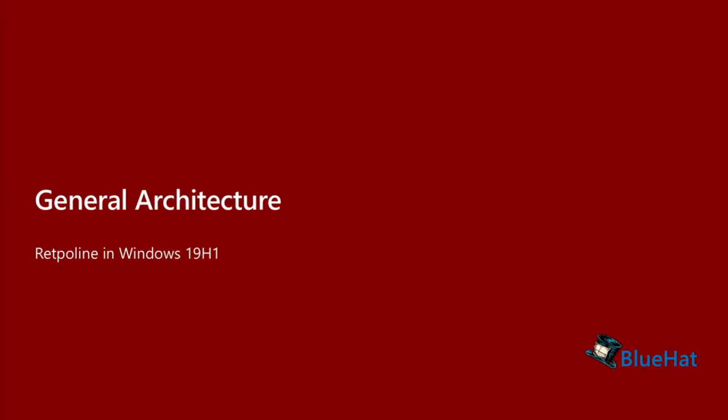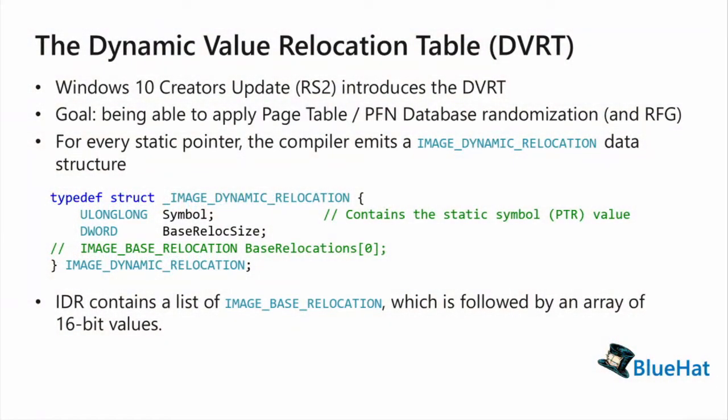Okay, let's speak about how we implemented this in Windows. From RS2, the Windows 10 Creators Update, we introduced something called the DVRT, the dynamic value relocation table. It was originally used for moving the PFN database and the page table. This means that every time you boot up your computer, the page table and the PFN database are at different positions in the virtual address space.